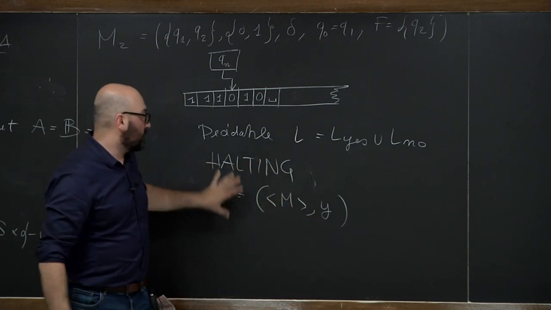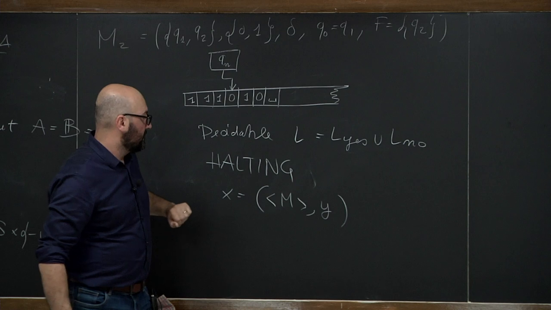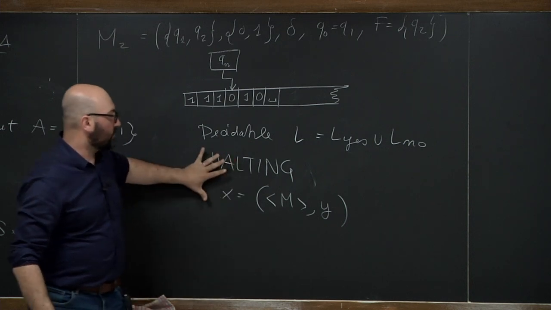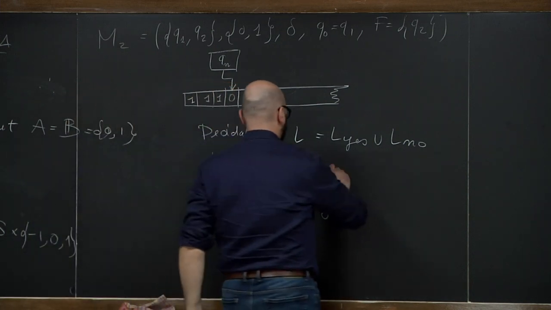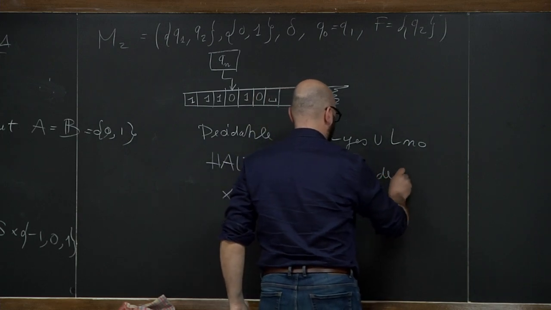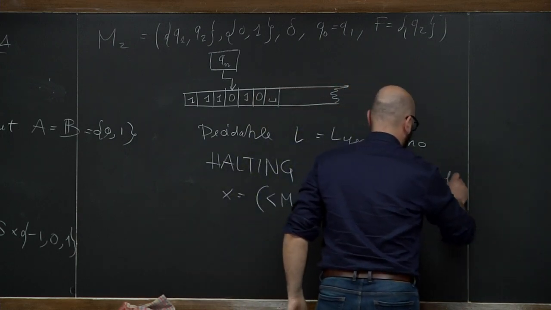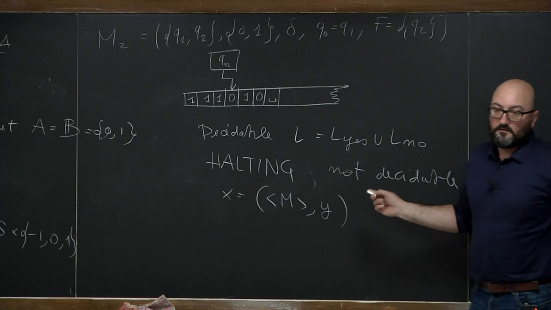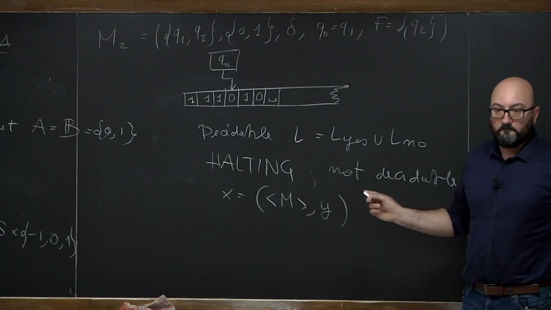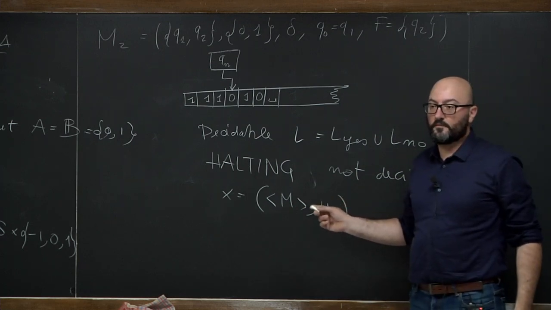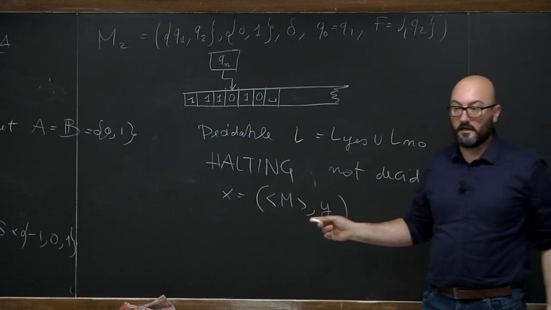This is a way to show that this halting problem is not decidable. It is Cantor's diagonal argument, which is the same thing that you use to prove that there are more real numbers than natural numbers.